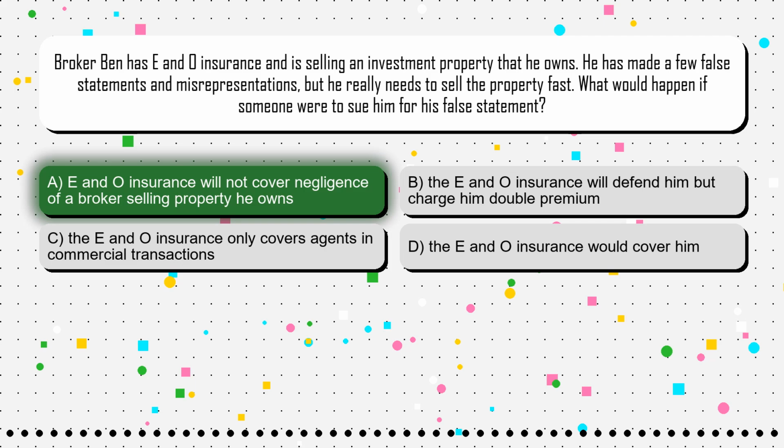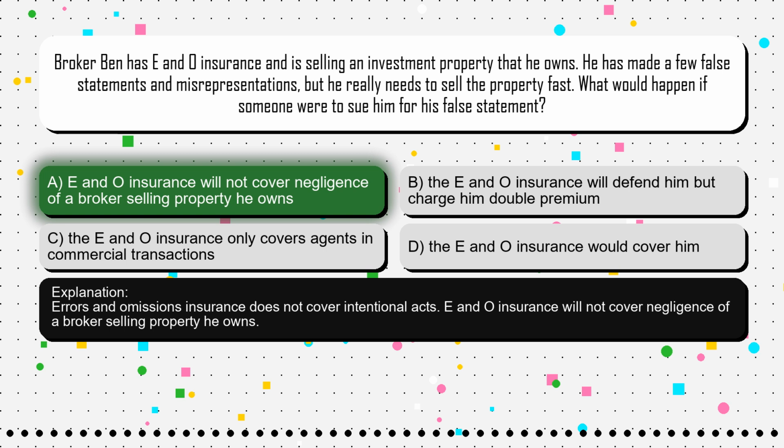The correct answer is option A. E&O insurance will not cover negligence of a broker selling property he owns. Errors and omissions insurance does not cover intentional acts.